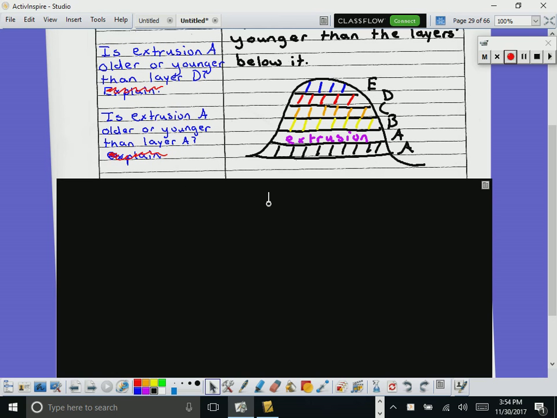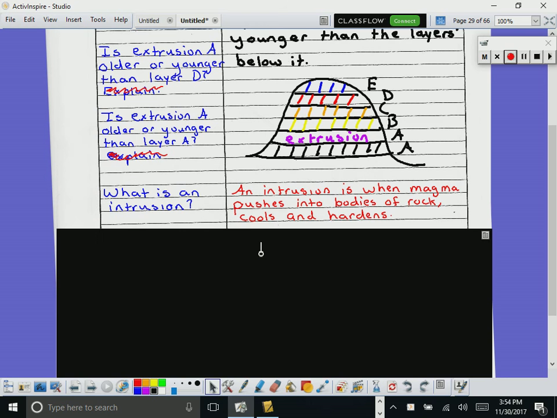Now, here's the next thing, okay? The next thing they're going to throw at you is what's called an intrusion. An intrusion is when magma pushes into bodies of rock, cools and hardens. So extrusion means it got out. Intrusion means it's still in. Okay, so here's the rule for intrusions.